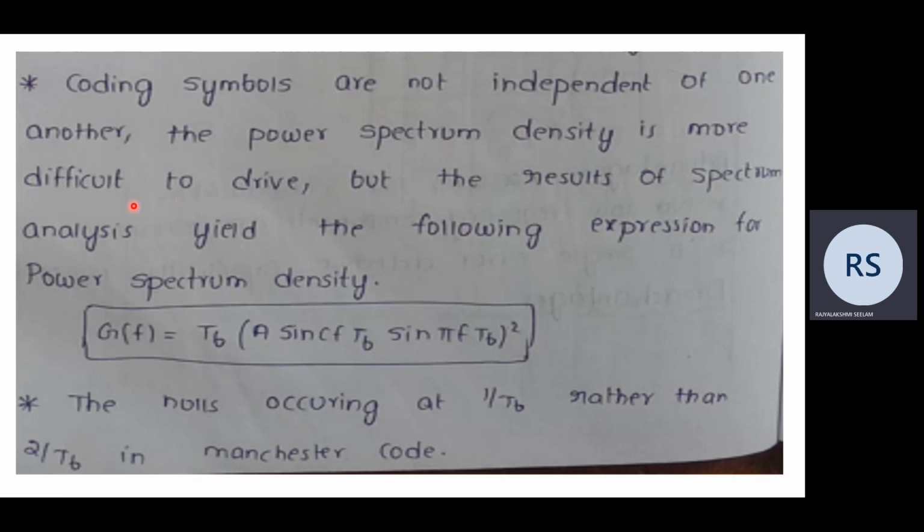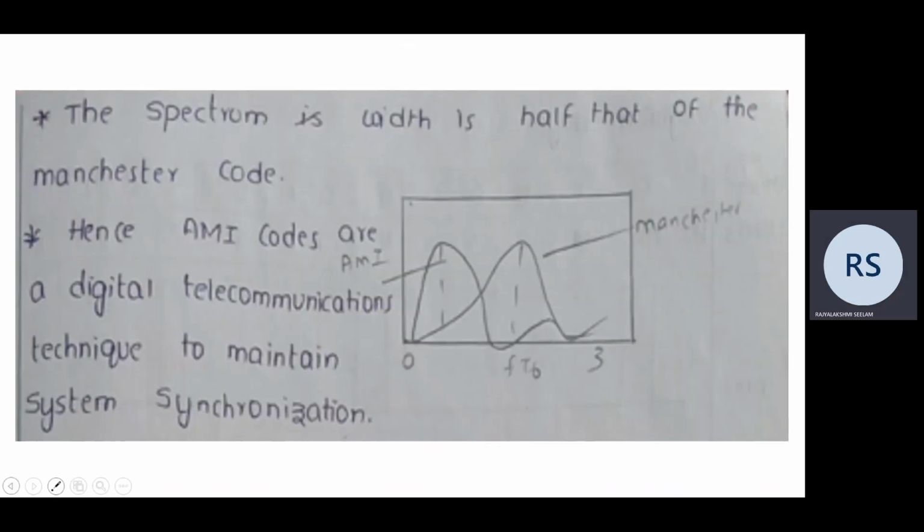So the power spectrum density is more difficult to derive, but the results of spectrum analysis yield the following expression for the power spectrum density. G of f equals bit rate TB into A sine f TB, sine pi f TB, whole squared. The nulls occur at 1 by TB rather than 2 by TB as in Manchester code. The spectrum width is half that of the Manchester code. Hence AMI codes are a digital communications technique to maintain system synchronization. This is the Manchester one. This is AMI.